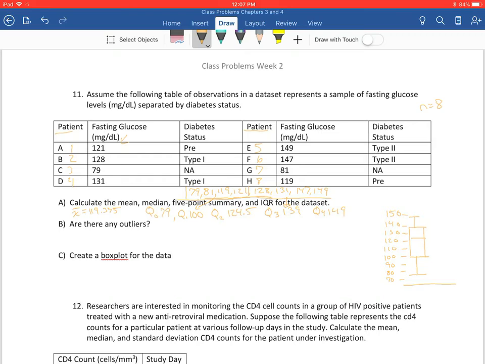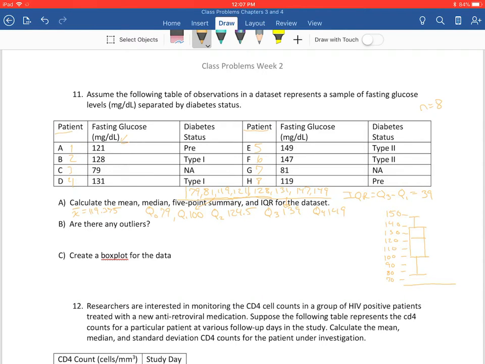So here's our 5-point summary. Our median is our Q2. The next thing you want to know is our IQR. Our IQR is equal to your Q3 minus your Q1. So if you take 139 minus 100, it's going to equal 39. So our IQR is 39.